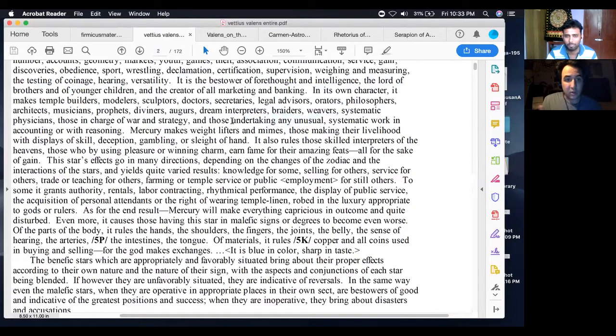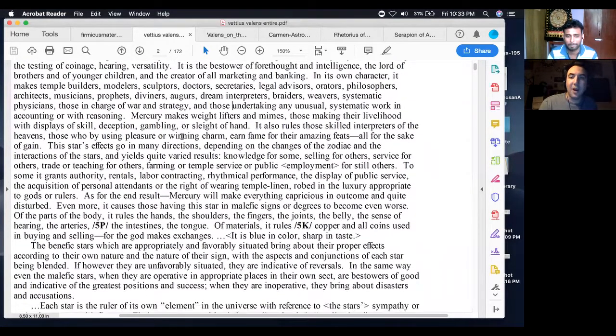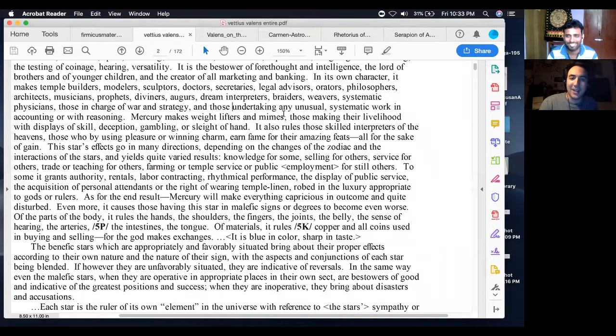Systematic work in accounting or with reasoning, systematizing. Again, that's a very Virgo kind of thing too. In modern parlance, that would be a Virgo thing. Mercury makes weightlifters and mimes. Those are not related at all. I love it. They're two completely different things. And that's something to remember with Mercury: he's paradoxical. He's sudden and strange, unique, hermaphroditic, non-gendered really.